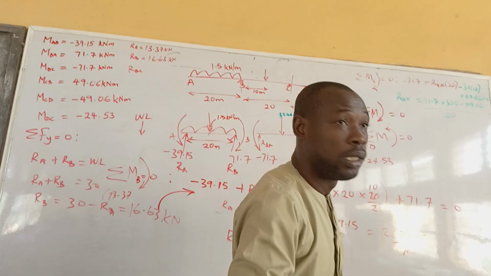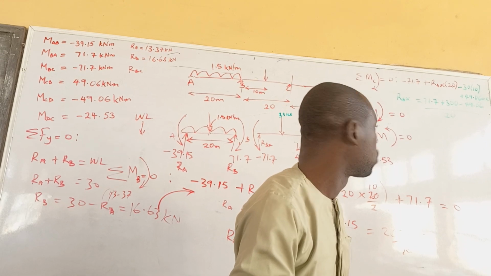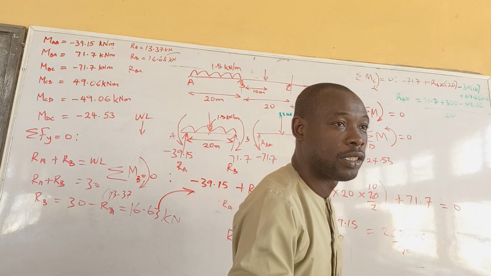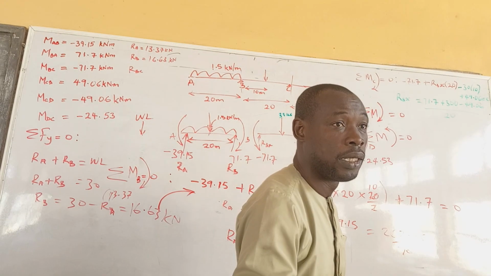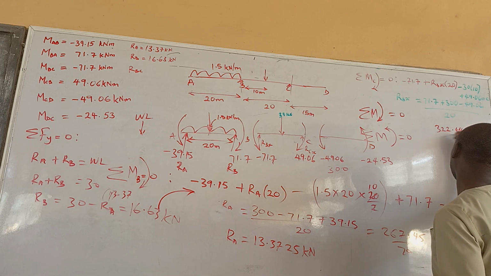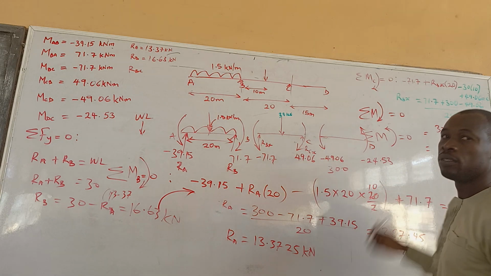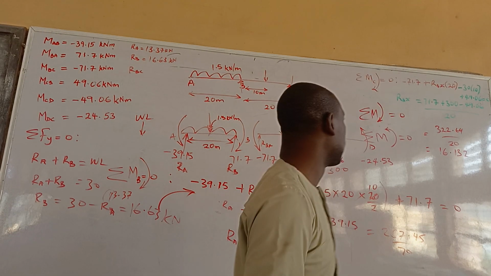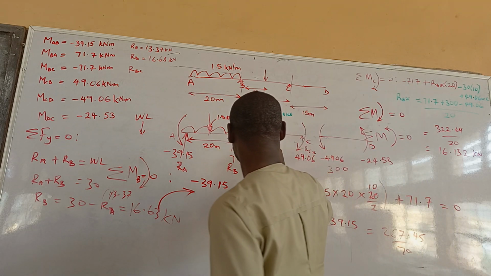That's 71.7 plus 300 minus 49.06. That's 322.64 all over 20, which is 16.132. Okay, so kilonewton. Now that is what we are having at this point.